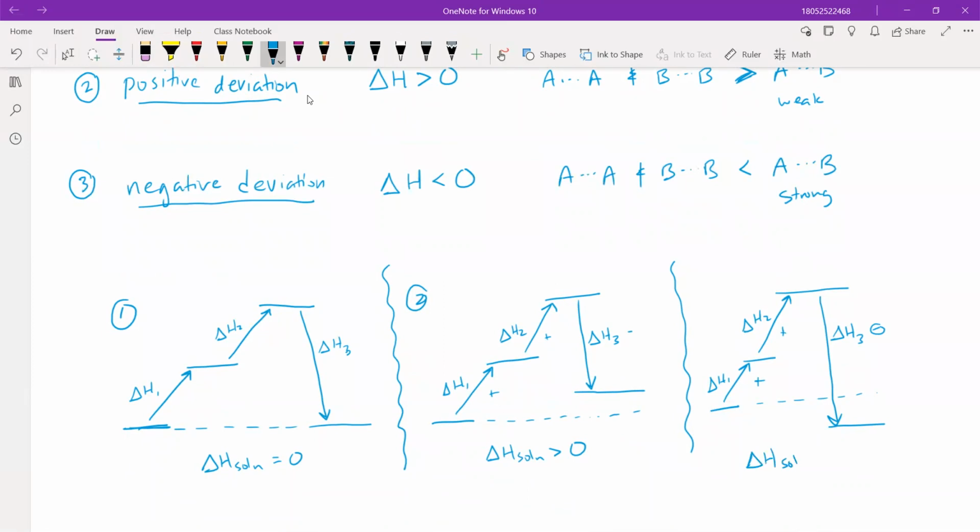So the overall enthalpy of solution is negative, or exothermic. This reaction, you can imagine mixing things together, that gives off heat. It's going to heat up the whole solution. The solution is going to get warm.